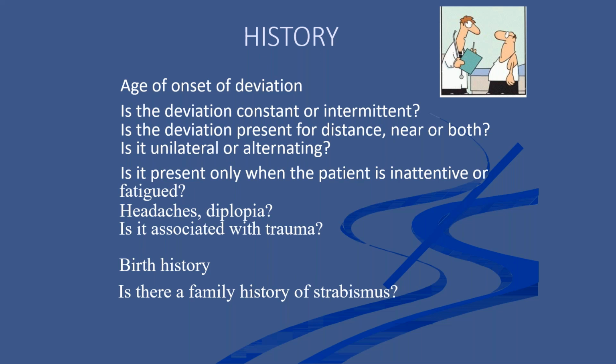Then you have to ask for other symptoms like asthenopic symptoms or headaches, and diplopia. The patient themselves would come to you with diplopia. You need not try to elicit this history. It's going to be very disturbing, and they might just tell it to you themselves. Then you have to ask for a history of association with trauma, so that you could be ruling out paralytic causes and things like that. Birth history is very important, and also family history of strabismus, if it is present or not.